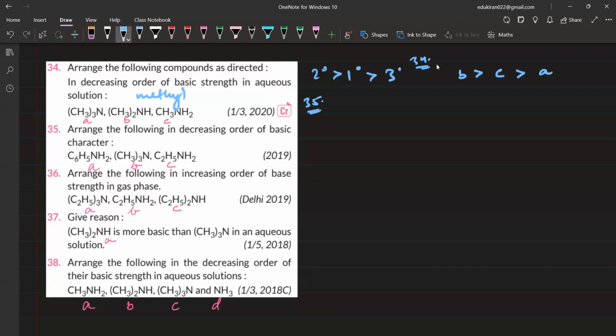For the 35th, the order. So C6H5NH2 is aniline, and then you have one. What do you have here? Here you have CH3 whole thrice, so here you have C2H5NH2. Now what will you do here? Here you have methyl and here you have ethyl, and here you have C6H5NH2. This is a 2019 question. Okay, these questions are not right.